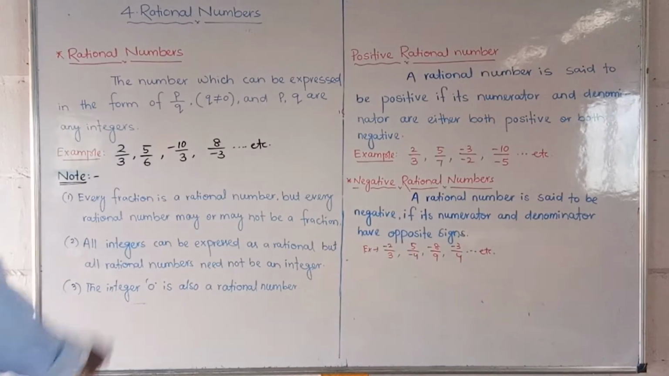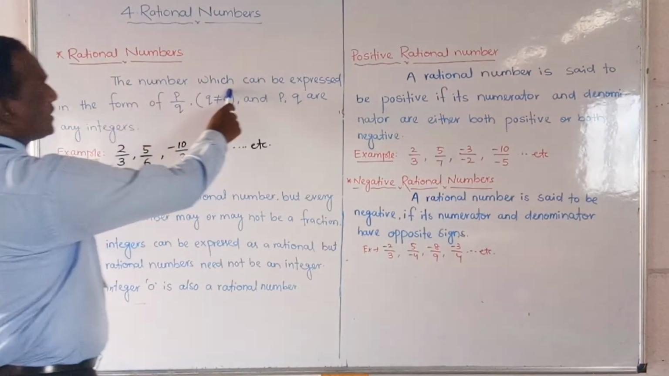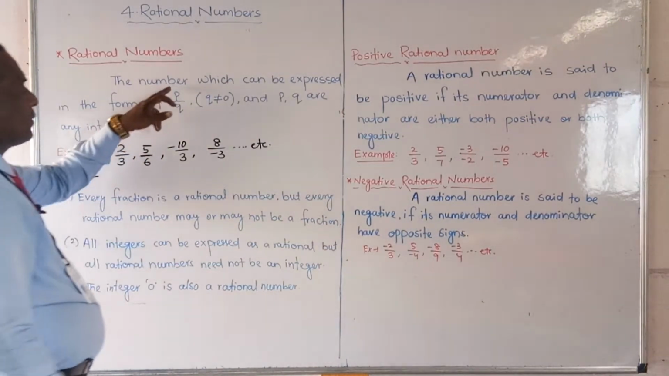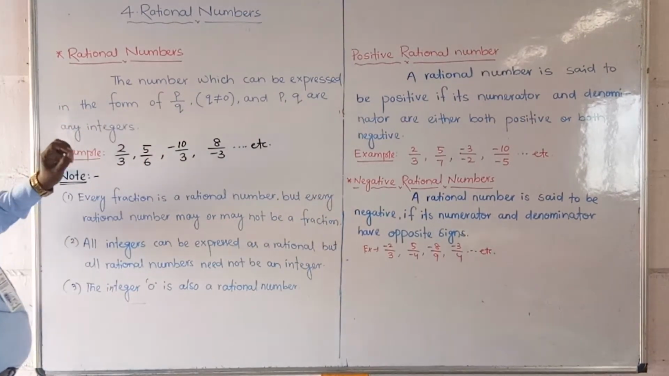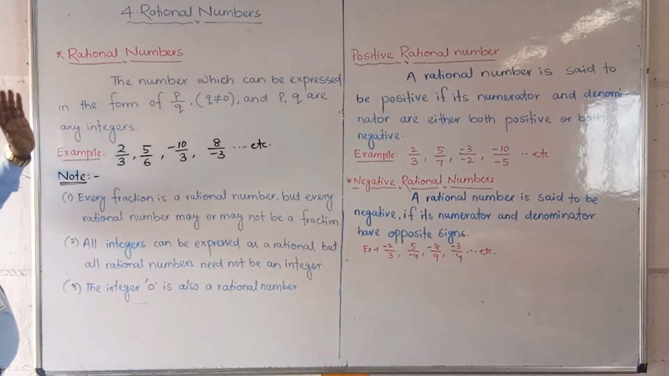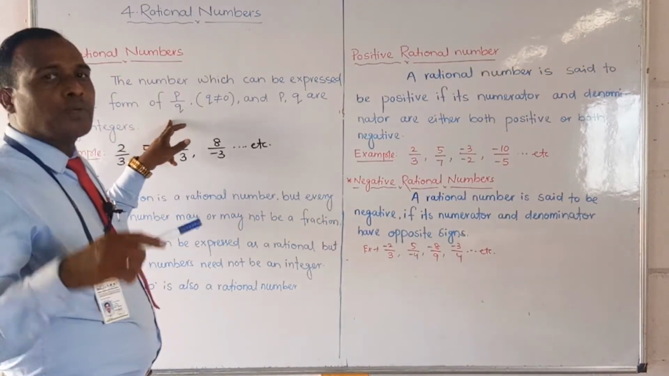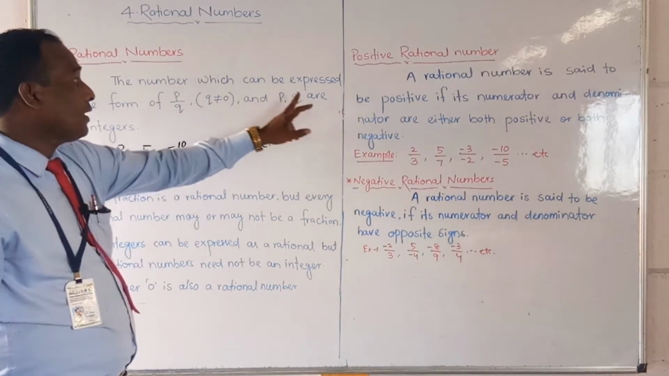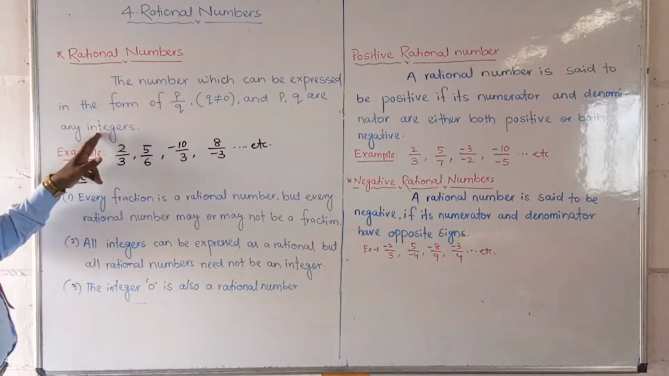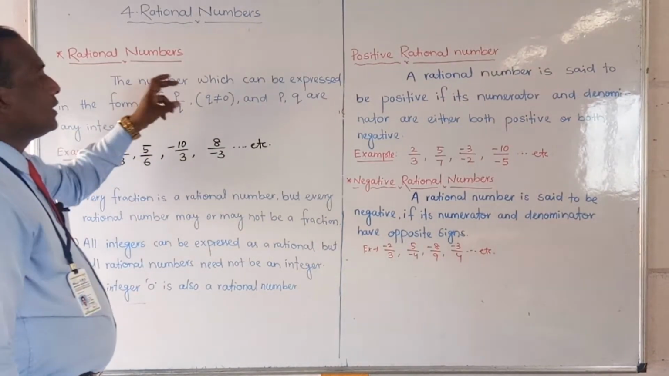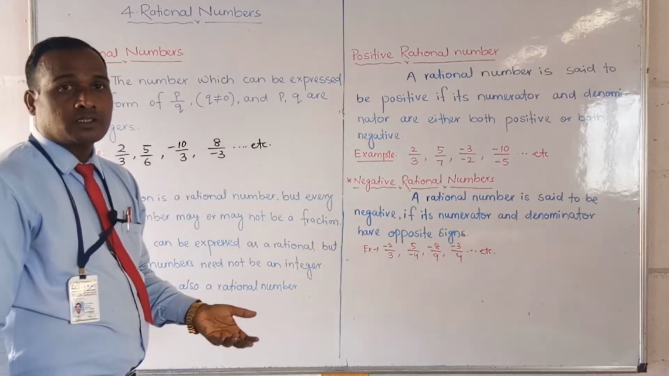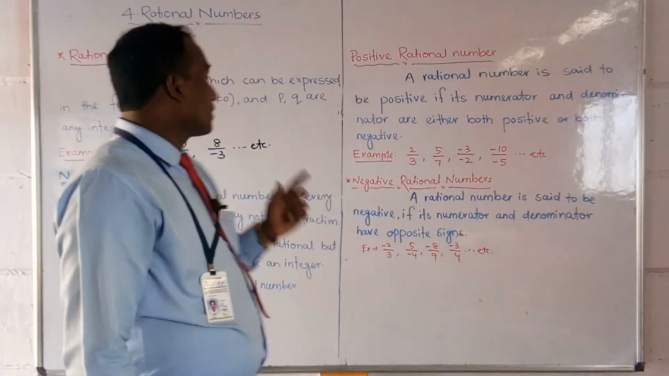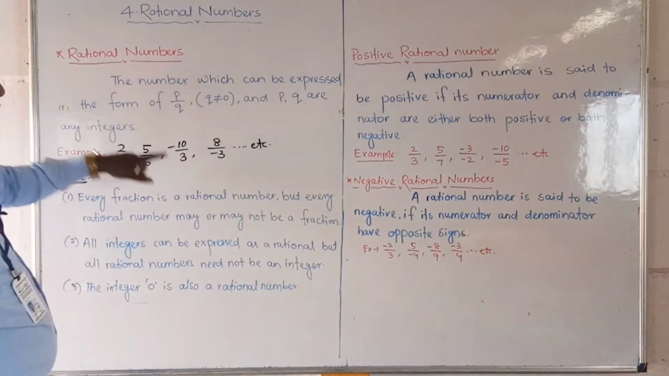First of all, write down the definition, students. Rational number definition: the number which can be expressed in the form of p by q. Any number that we can write as p by q, we can call a rational number. But p by q can also be called a fraction. The condition is that q should not be 0 and p and q are any integers. These p and q being integers means they can be negative numbers too. Does a fraction have negative numbers? No, it has natural numbers. But in a rational number, negative numbers can also be there.